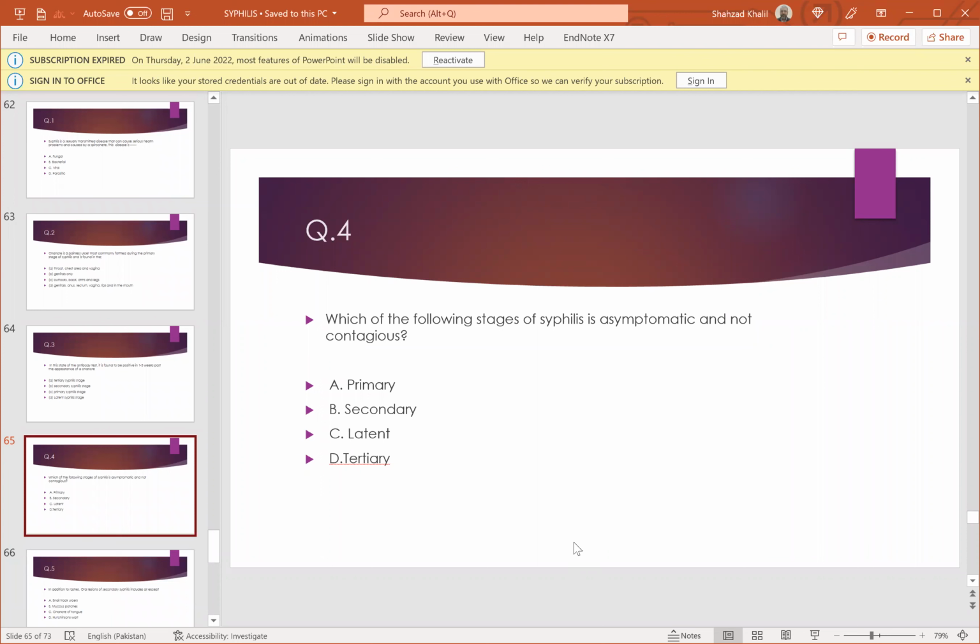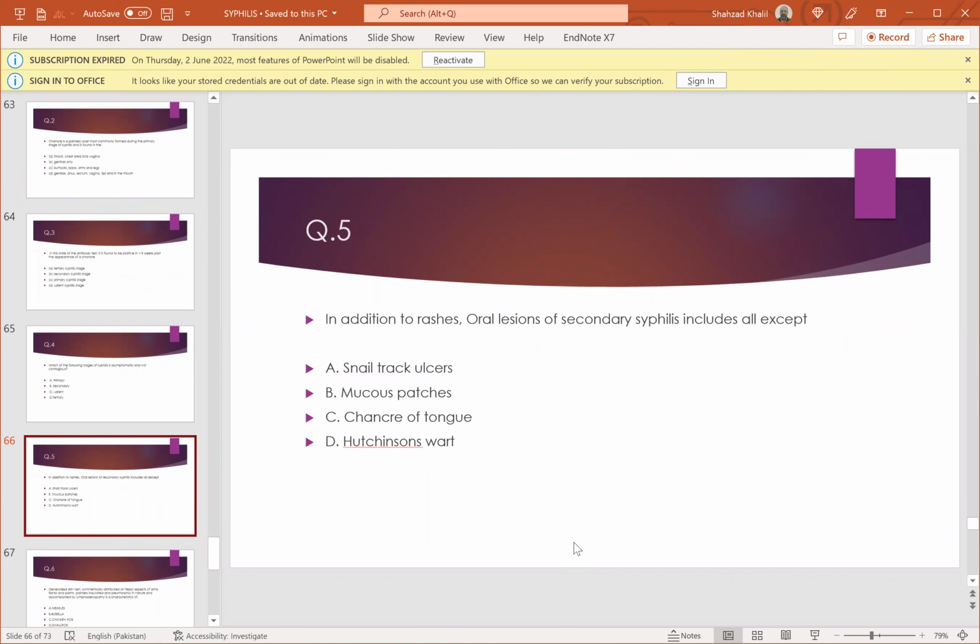Which of the following stages of syphilis is asymptomatic and not contagious? Primary, secondary, latent, or tertiary? C is the correct answer. Latent is the stage which is asymptomatic and not contagious, and it remains for years.